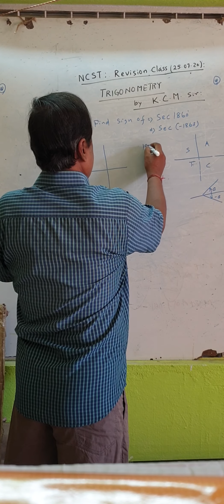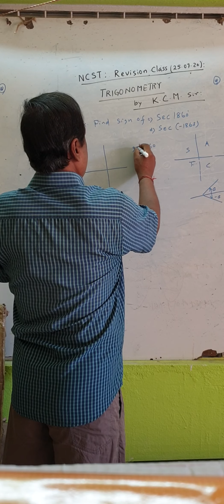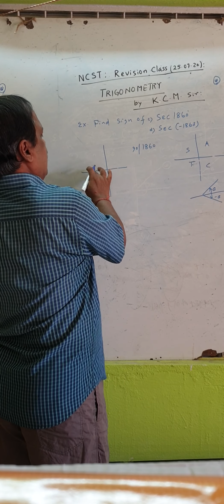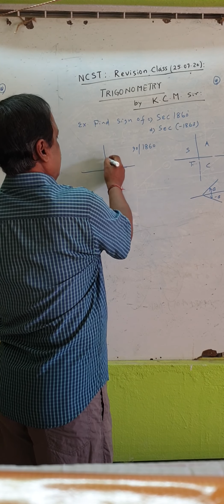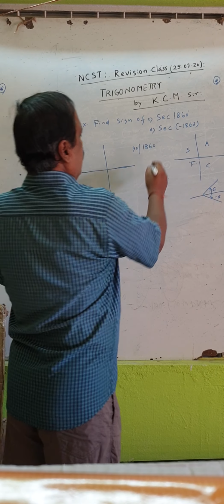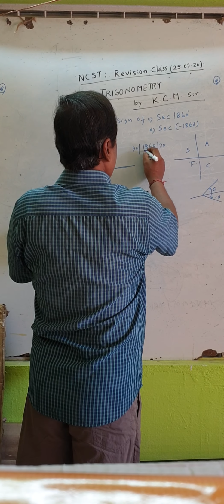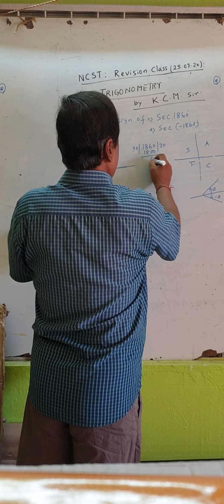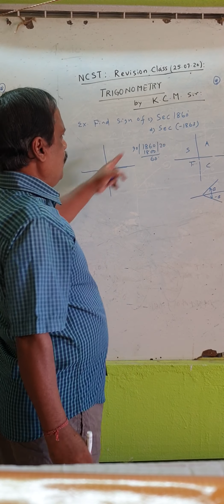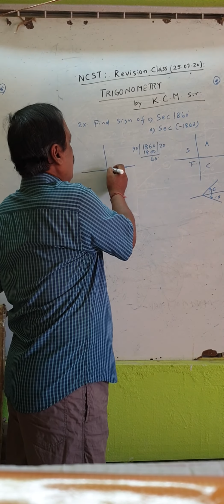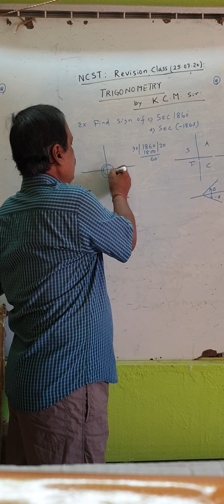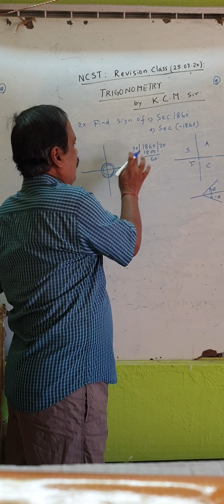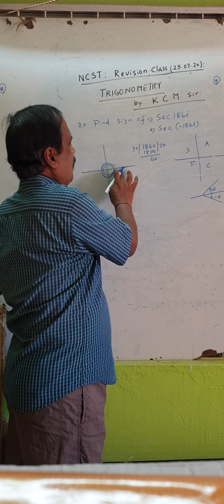Divide 1860 by 90, because each quadrant is 90. So this is 90, 90, 90, 90. If you divide by 90, it becomes 20, so 1800. The remainder is 60. That means while taking positively, you have to move in this way, in this way, in this way, in this way.